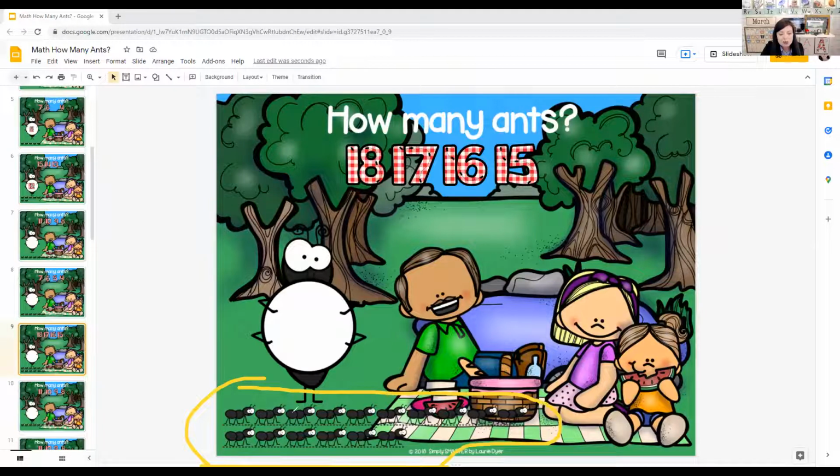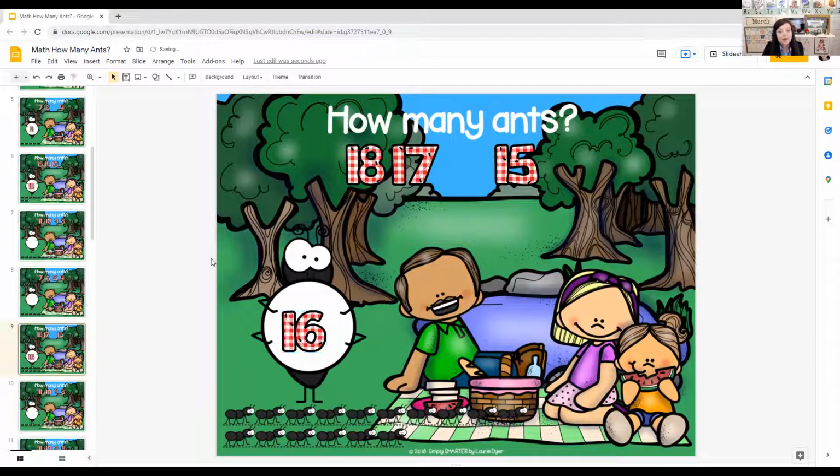1, 2, 3, 4, 5, 6, 7, 8, 9, 10, 11, 12, 13, 14, 15, 16. Now remember, when you hear teen, that means there's a 1 in the front. 6 with a 1 in the front is 16. Wow, that was a lot of ants that went marching along.